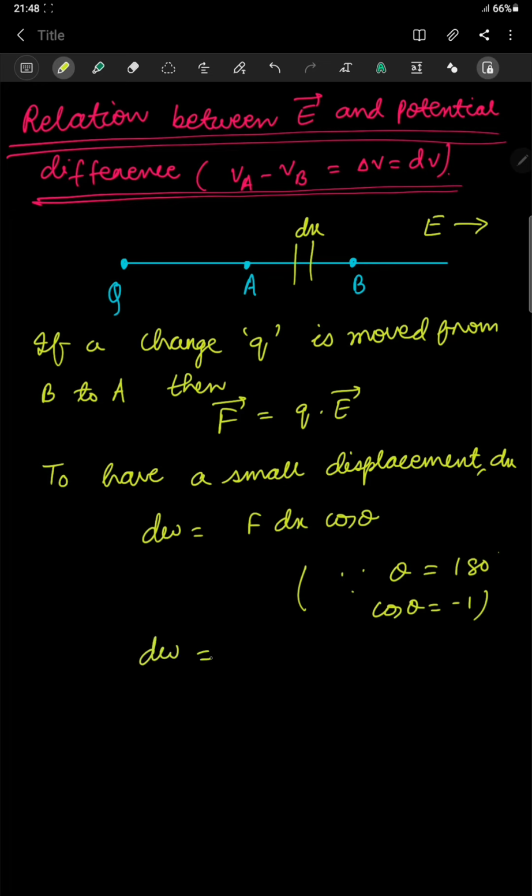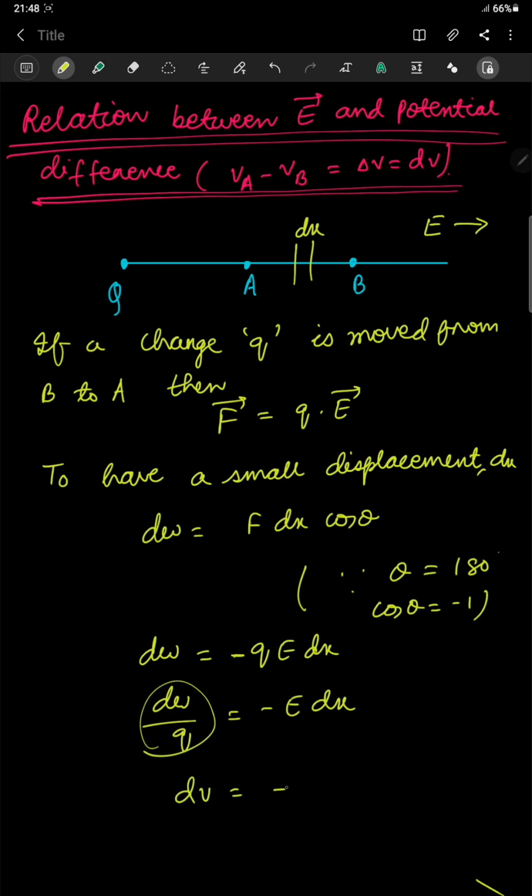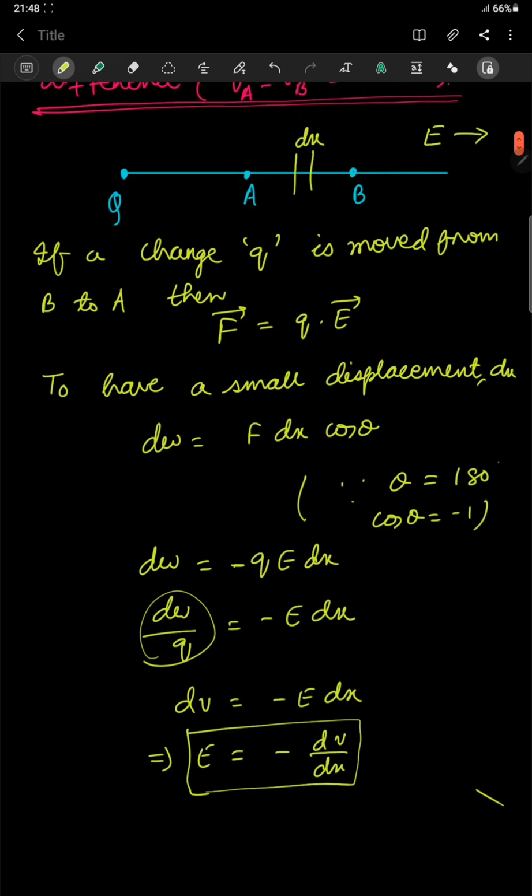So what will be dW? Force is nothing but qE, and cos theta will give you -1 and dx as usual. So what we have, dW by q is equal to minus E dx, and this will give you dV is equal to minus E dx. Okay, this implies E will be how much? Minus dV by dx. So this is the relationship. This comes for a 2-mark question. So this is the relationship between electric field and your potential difference.